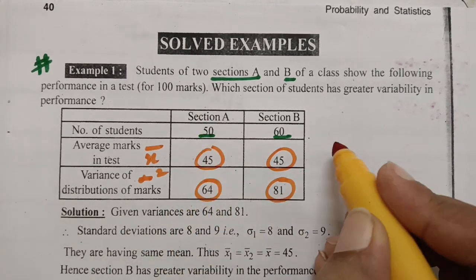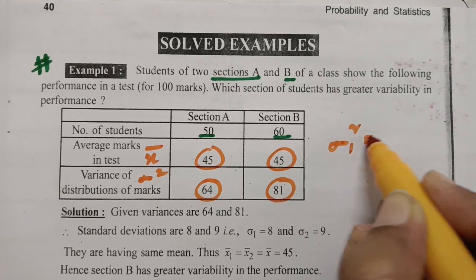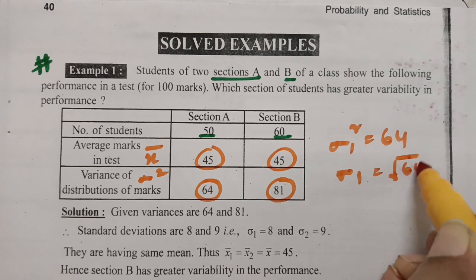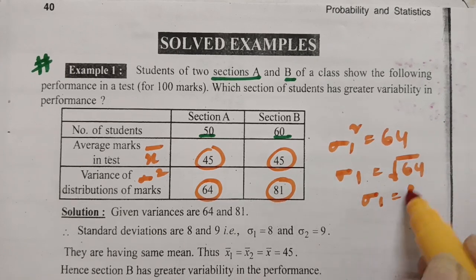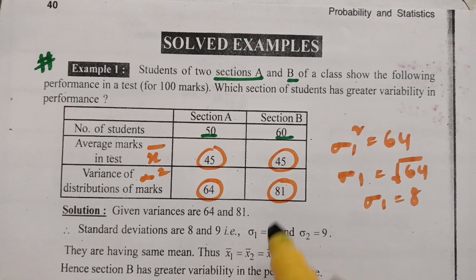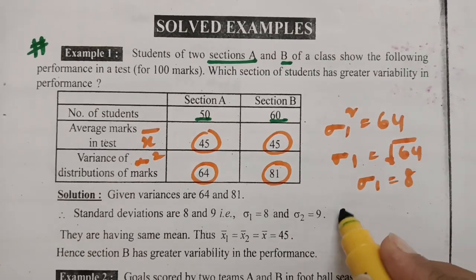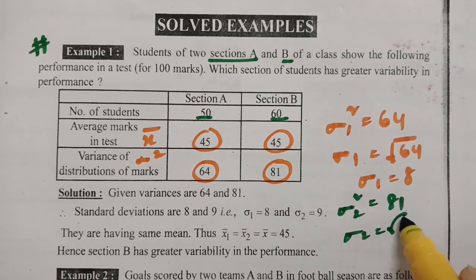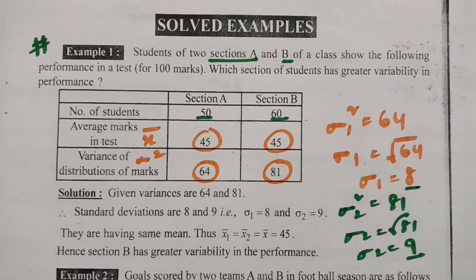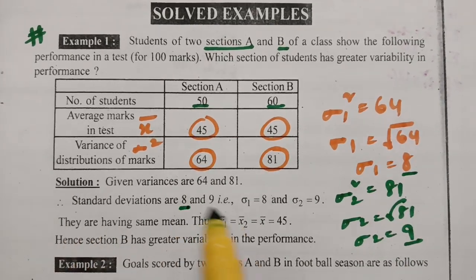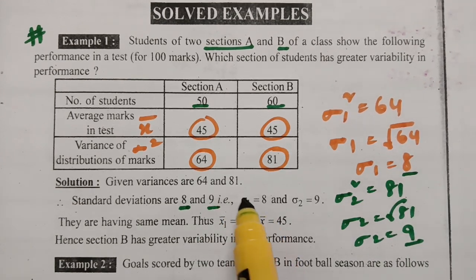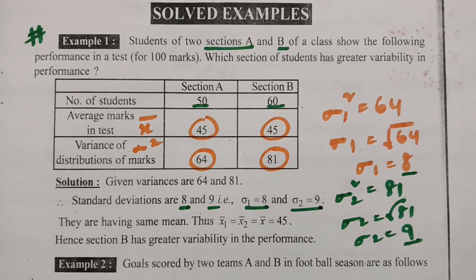So for section A, sigma 1 square is equal to 64, and the standard deviation we have to compare is root 64, which is equal to 8. Likewise, for section B, the variance sigma 2 square is equal to 81, and sigma 2 is equal to root 81, which is 9. So the standard deviations are 8 and 9: sigma 1 value is 8 and sigma 2 value is 9.